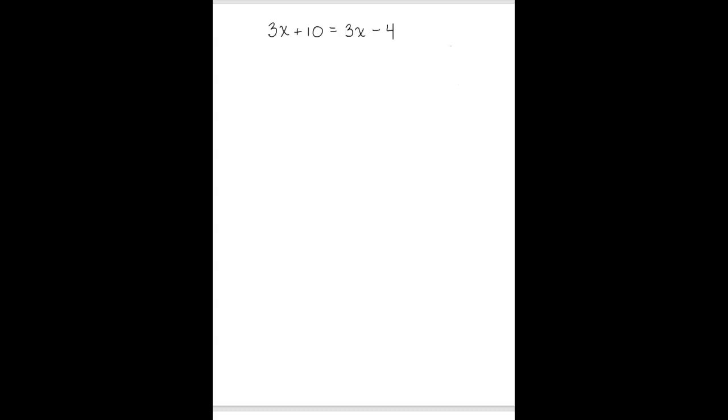I have my 3x plus 10 equals 3x minus 4. All right, so I can do this a couple of different ways. I could just subtract my 3x from both sides, and actually I'm going to do that so that it's real easy to see what's going on. So I have my 3x minus 3x, right? So that means I'm going to have 10 equals negative 4.